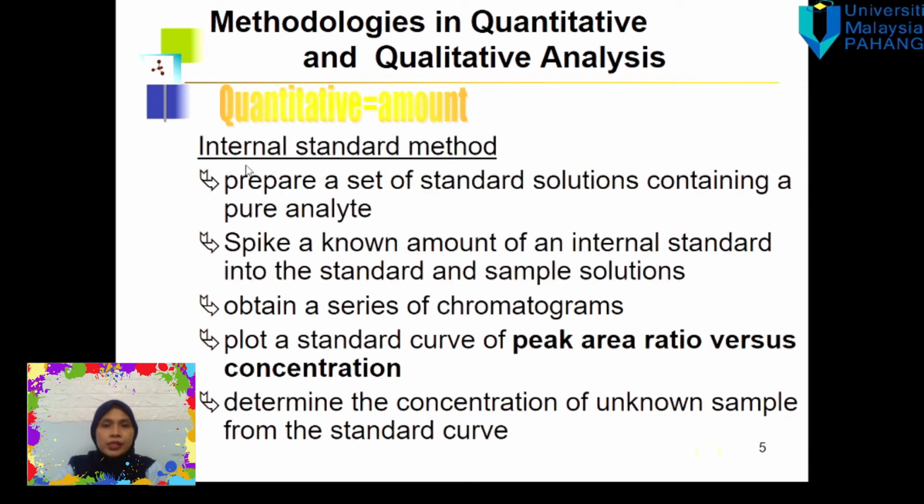Next, we can also use the internal standard method. In the internal standard method, we use the standard solution together with the sample. So inside the sample, we put the standard. We plot as usual and determine as usual, and the calibration curve will be plotted, where x is the concentration and y is the peak area, and the concentration of our sample will be determined from the calibration curve. Those are the two ways of quantitative analysis that can be used in HPLC.